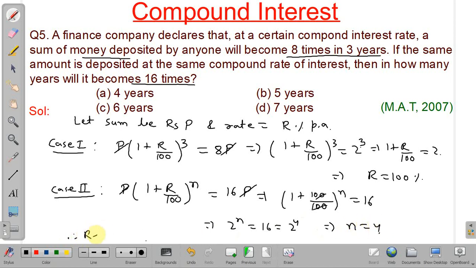Therefore, the required time is 4 years. So our answer will be option number A.